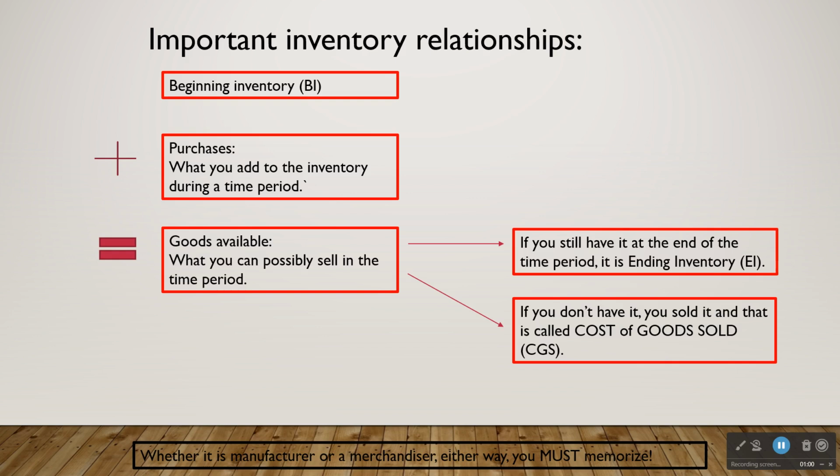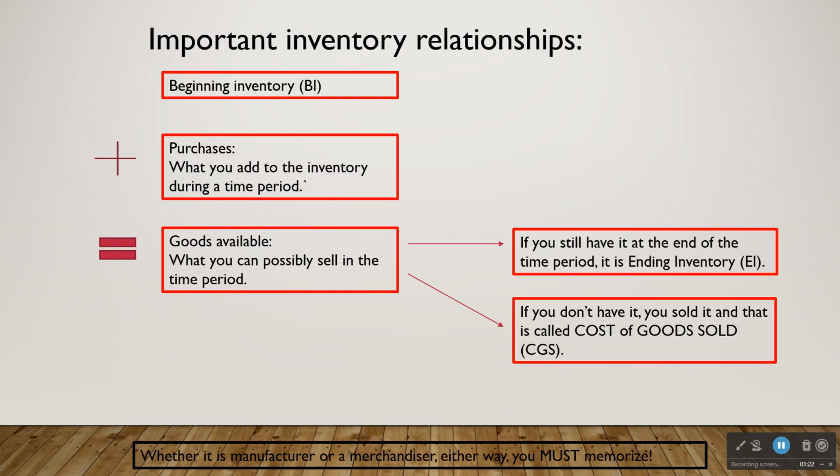When you have a periodic system, the purchases, again, don't show up as debits to inventory. They show up as debit to purchase accounts. This becomes then goods available. This is the only amount you can possibly sell. This is the cost of all that you could possibly sell in a time period.